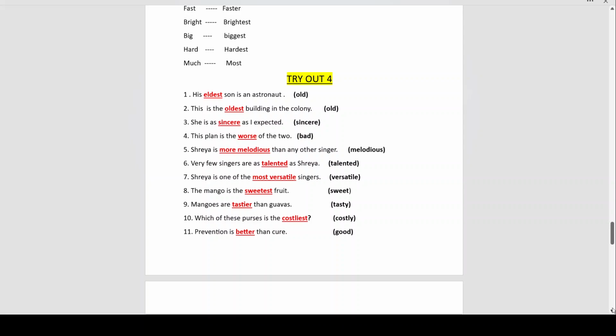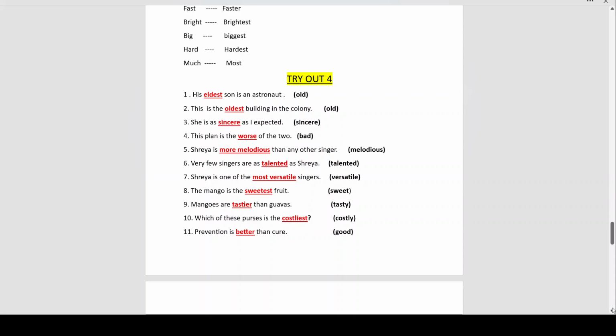Number 6. Very few singers are as dash as Shreya. Talented. Now, where the word as comes, the positive degree remains the same. So, very few singers are as talented as Shreya. Number 7. Shreya is one of the dash singers. Versatile. That means there are more than one singer. So, the degree becomes superlative degree. So, versatile becomes most versatile. Had Shreya been compared to just one more singer, then we would have used more versatile.